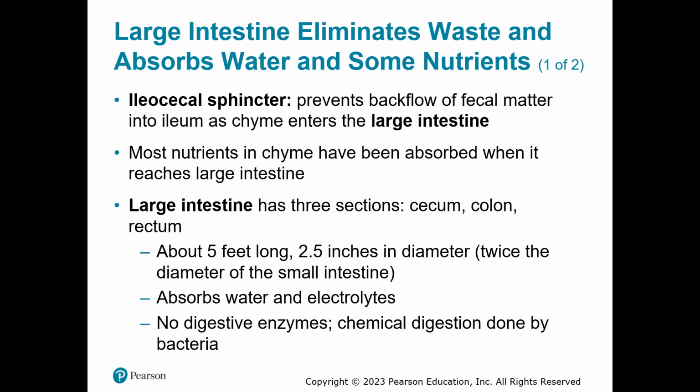The large intestine has three major sections. It has the cecum, which is a blind-ended pouch at the very beginning of the large intestine. It's where the ileum passes into the large intestine, from the ileum to the cecum. So that's where we get the ileocecal sphincter. Then we have the colon, which is divided into four parts: the ascending colon, the transverse colon, the descending colon, and the sigmoid colon, which is a little S-shaped part. And then it changes a little bit and turns into the rectum.